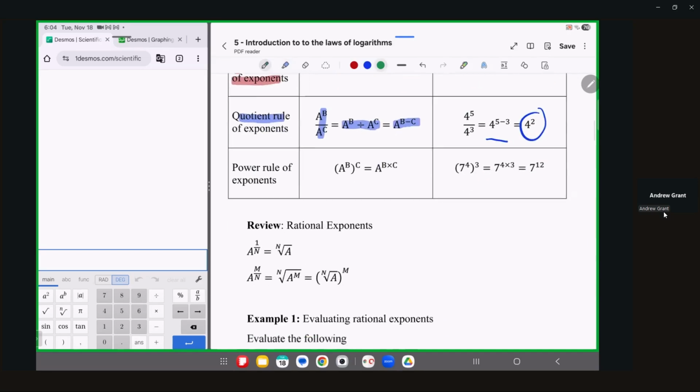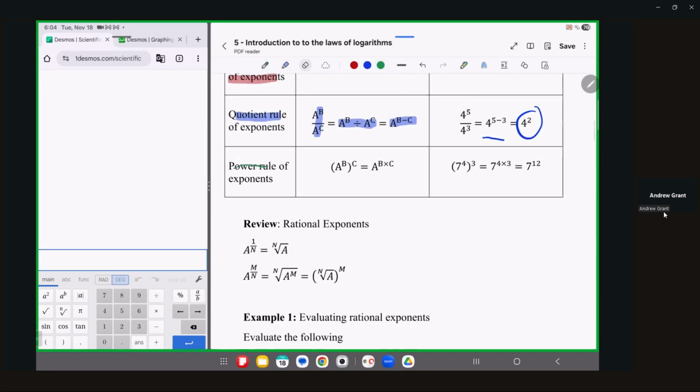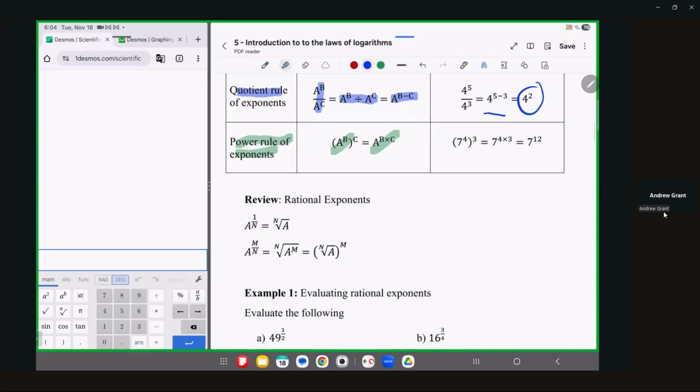Lastly, but not leastly, the power rule of exponents says that if you have a to the power of b, all to the power of c, you just multiply the exponents, so it'll be b times c. So 7 to the power of 4, to the power of 3 is the same thing as 7 to the power of 4 times 3, which is 7 to the power of 12. And this extends into higher values as well.